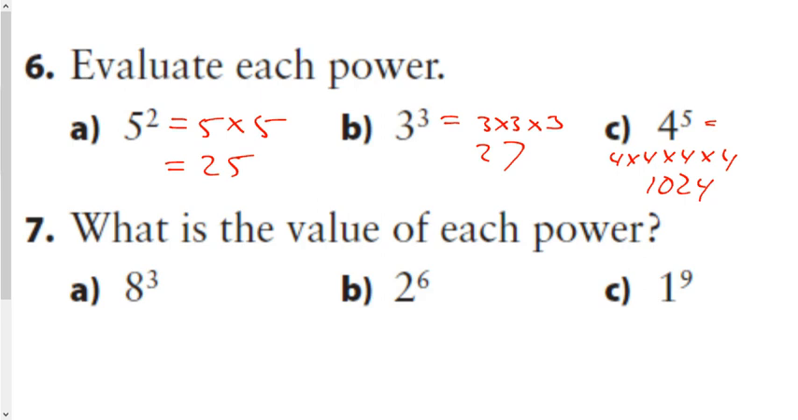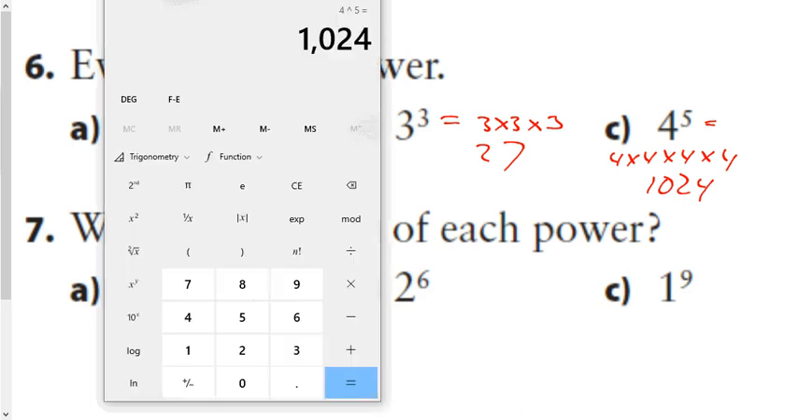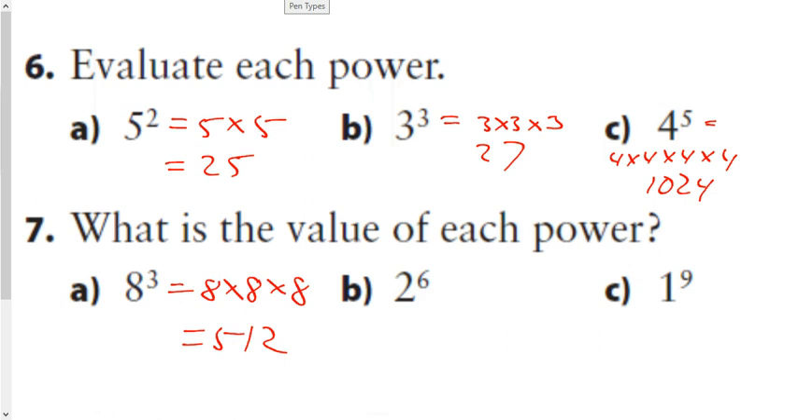Doesn't matter. When we look at 7, what is the value of each power? So 8 cubed is 8 times 8 times 8. 64 times 8, I have a hard time, but I do know that it's 512, I think. Check with your calculator. 8 is the base, that's my x value. 3 is my exponent, the y. Press the equals button. Still 512.